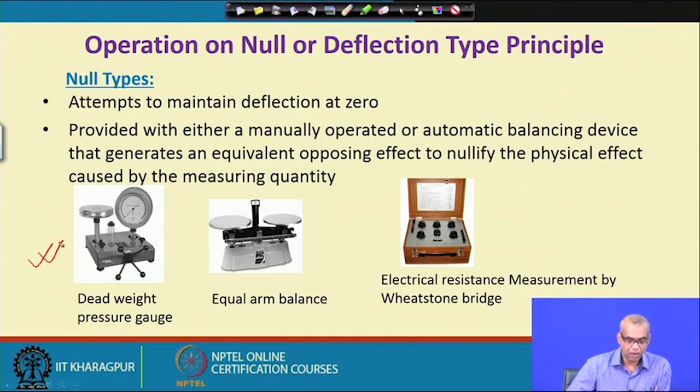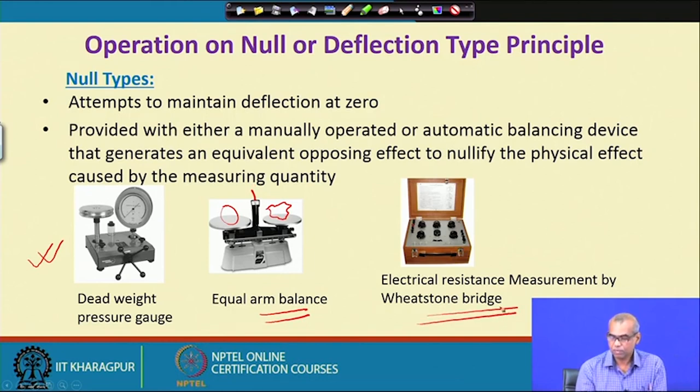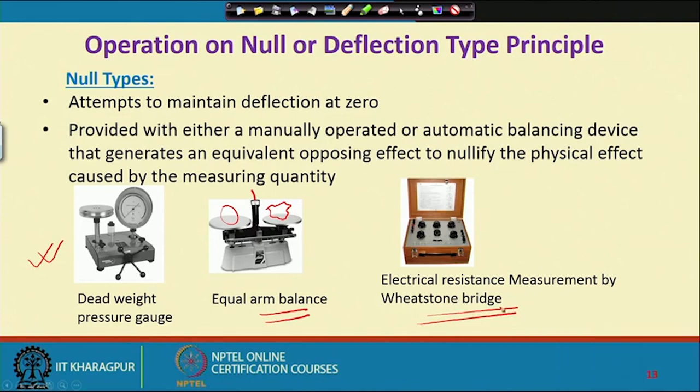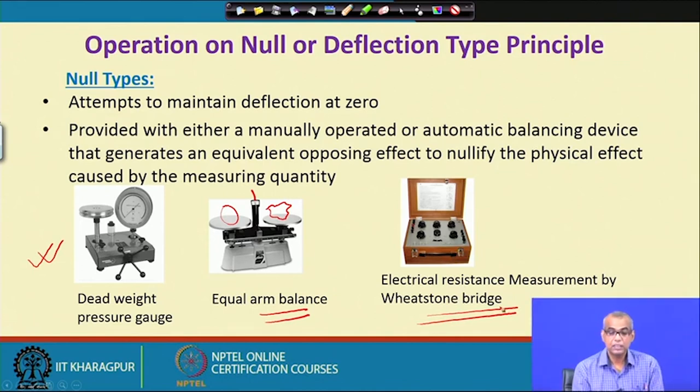An example is a deadweight pressure gauge, or an equal arm balance. You weigh, I put a 500 gram weight here. So, when I put a 500 gram commodity here, there won't be any deflection of this pointer. There will be zero deflection, or it will be at the null position. Similarly, in electrical resistance measurement by Wheatstone bridge, you maintain a null point. So, these are all null type instruments.